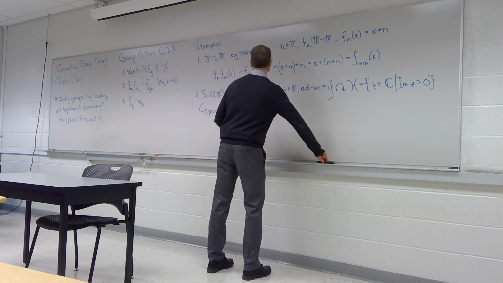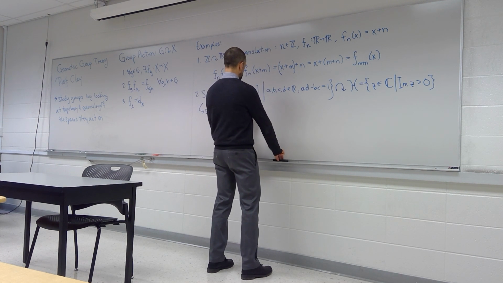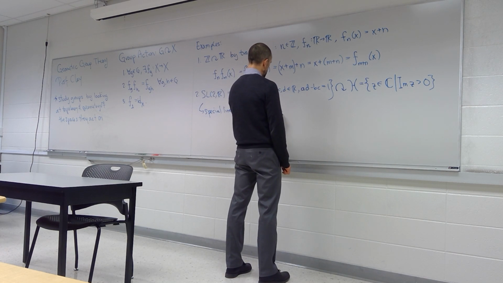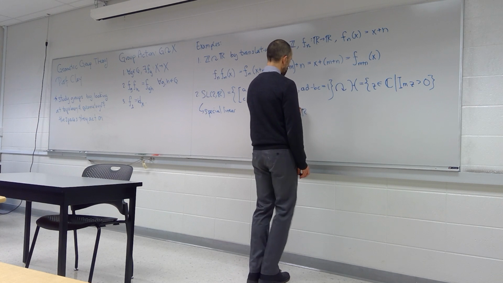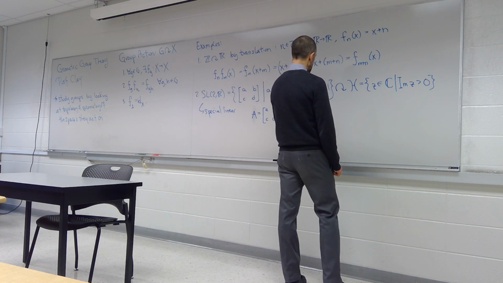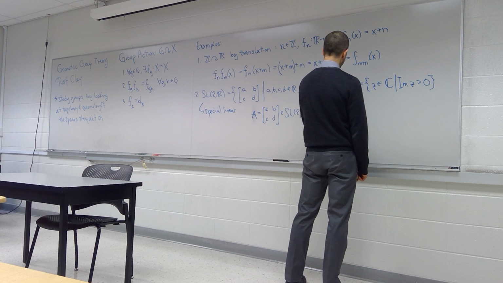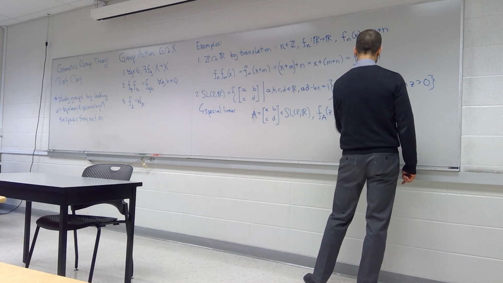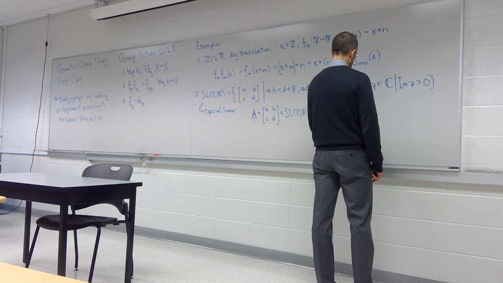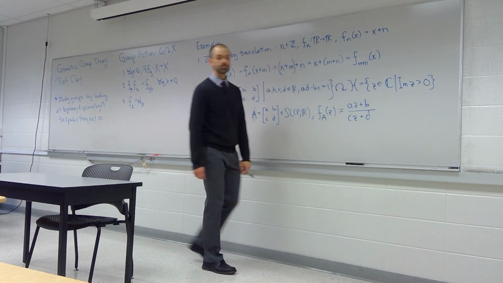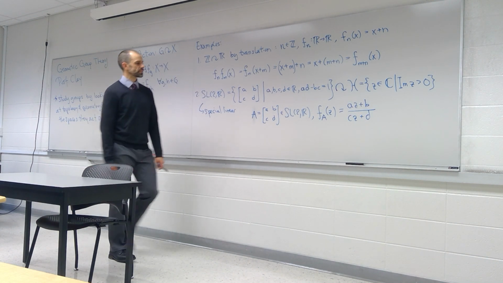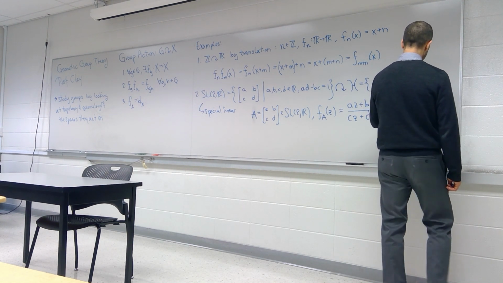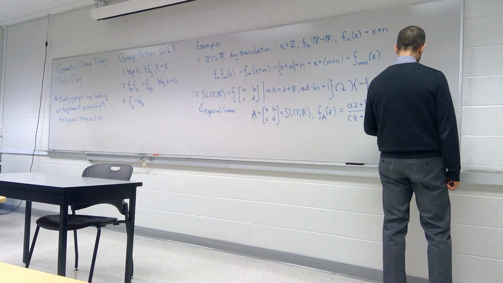So given a matrix A, which is the matrix with entries a, b, c, d in the group SL2R, I'll define this function f sub A, which takes a complex number z and does the fractional linear transformation: az plus b over cz plus d. Okay, so that's what's called a fractional linear transformation, which you've seen in a class in complex analysis.